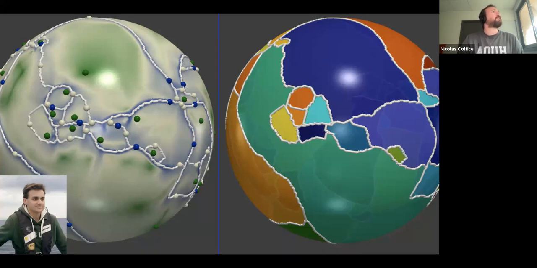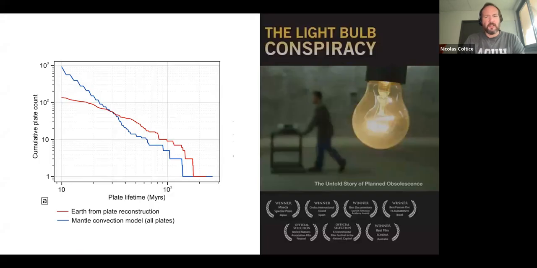And so we can look at these distributions. I'm going to talk about the plate distribution later, but what you can see here is the two distributions of the lifetime of plates, in the model and in the plate reconstruction models. It's quite interesting because the plate lifetime is quite small. On average, I think it's 30 million years or something like that.